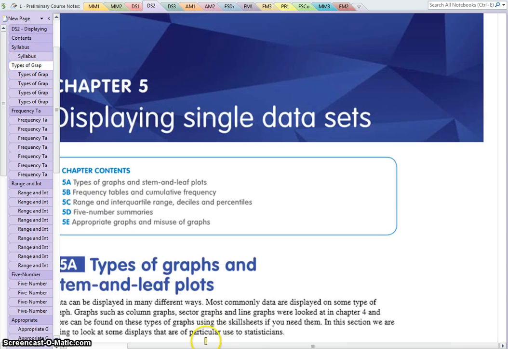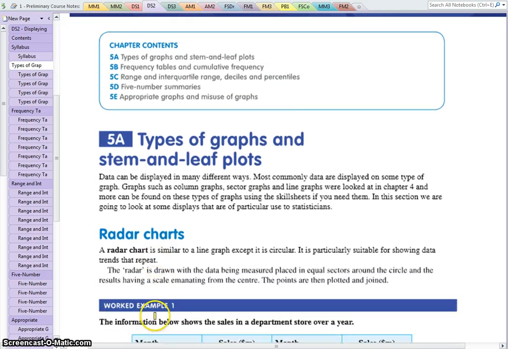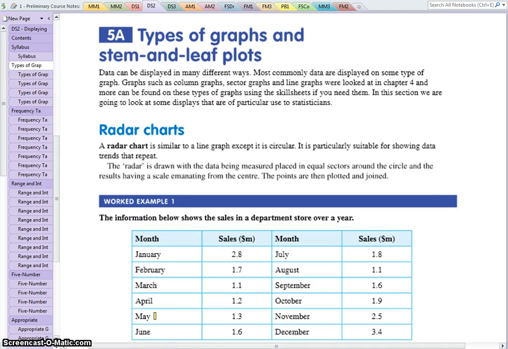Okay, so starting off, the first one we've got is types of graphs. We're going to talk about radar charts to start off with, but let's go through the gunk first. All right, normally when you collect data, as we've already discussed, data is just data until you organize it. Then it becomes information. Until it is organized, it is just stuff. Doesn't make any sense until you organize it.